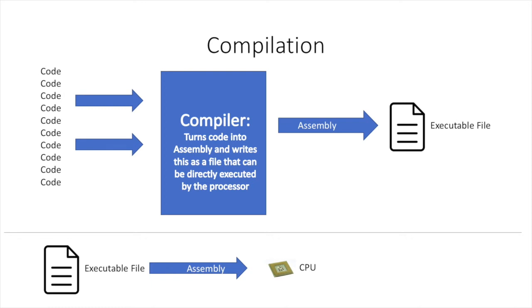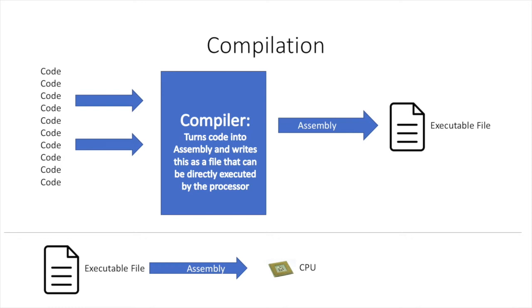Now, let's look at compilation. Compilation takes your code here at the top on the left, and then it goes through the compiler. This turns it into assembly and writes that to a file. It doesn't execute it, it just writes it to a file. When you want to run your program later, you take that file and run it, meaning you send those instructions to the CPU, and then it starts to go through.